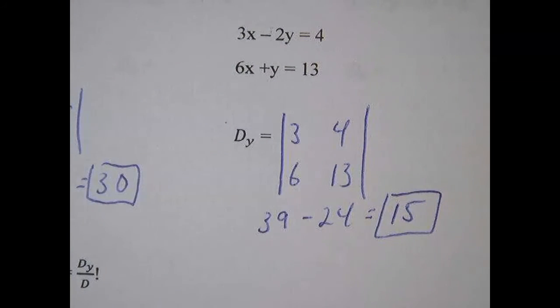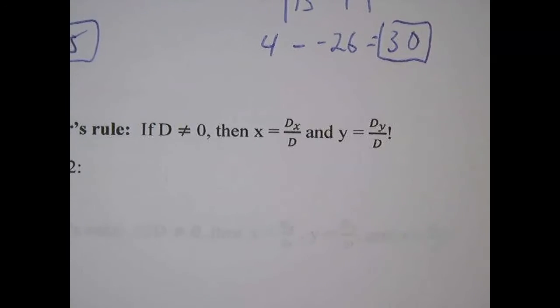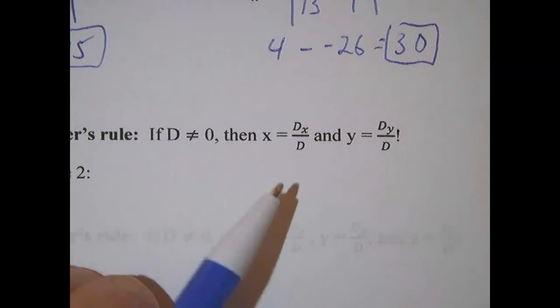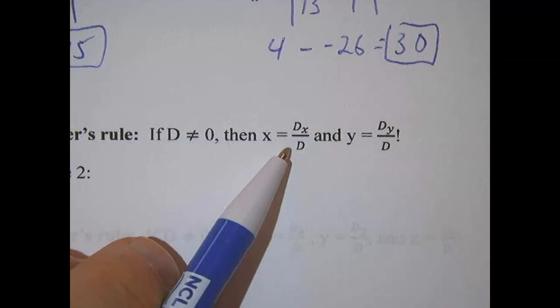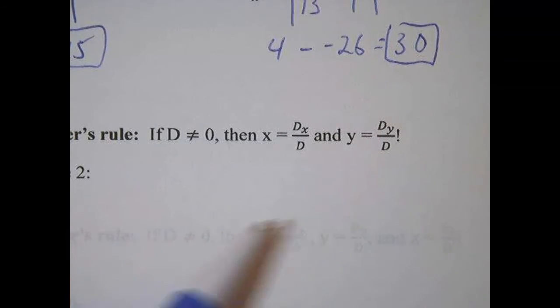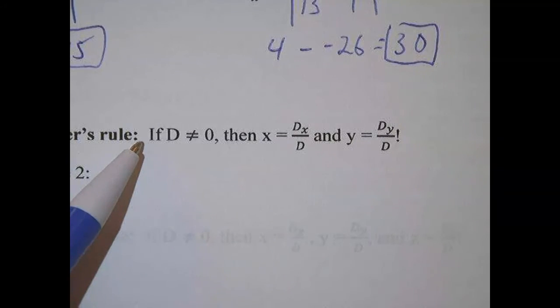So what's Cramer's rule? Once you understand all the pieces, this is the rule. To find the x-coordinate of the solution, it's Dx over D. To find the y-coordinate of the solution, it's Dy over D. This only works, of course, if you don't have a denominator of 0. We will talk about what that means if you do have a denominator of 0 on Friday. But for now, you can only solve these if they don't have a denominator of 0.